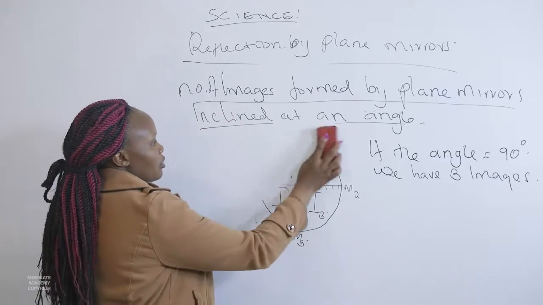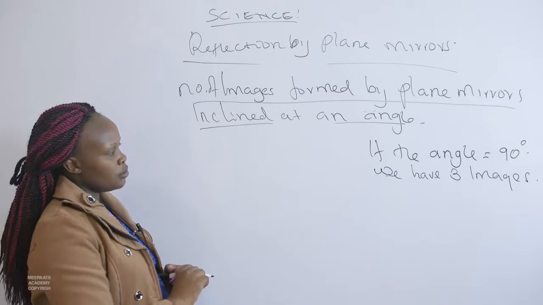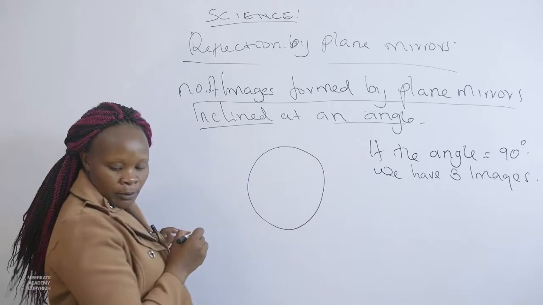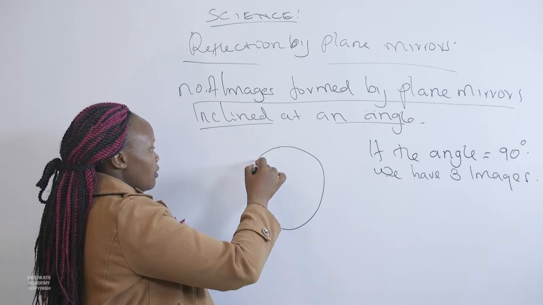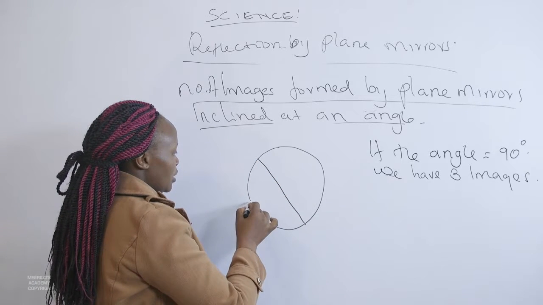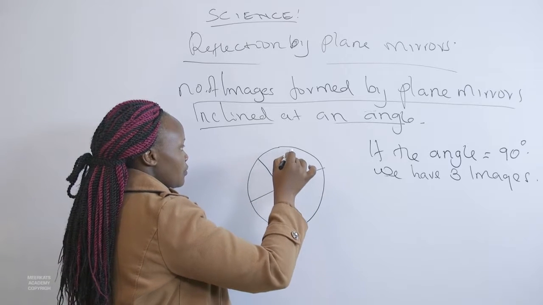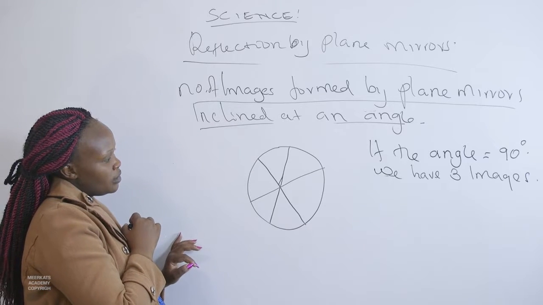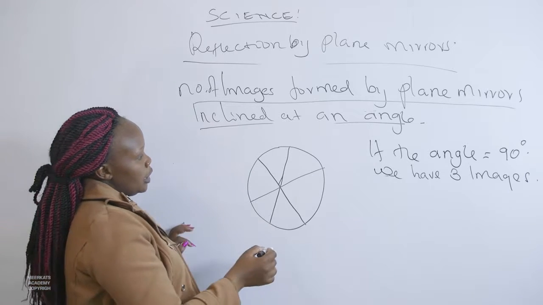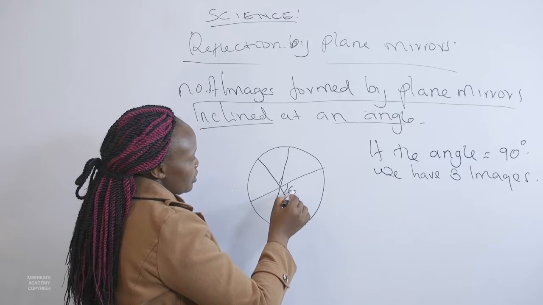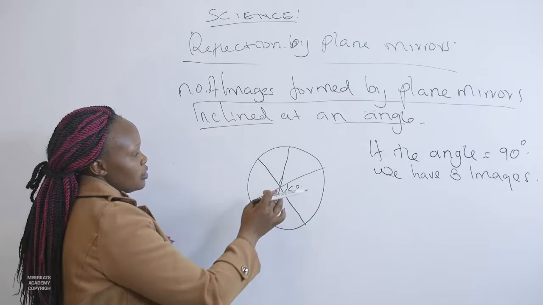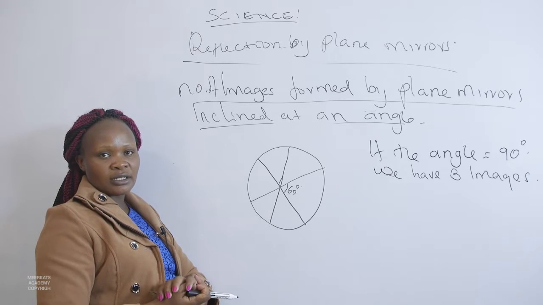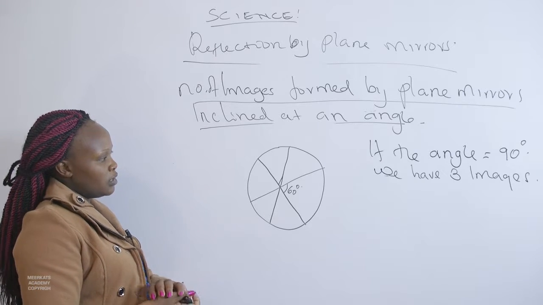Suppose we change the angle so that now we have 60. When we have 60, we will have some 6 quadrants. We have some 6 quadrants like that. If this one be 60 degrees, then this other one is 60, 60, 60, 60, 60. The revolution should give us 360. Therefore, we have 6 quadrants.